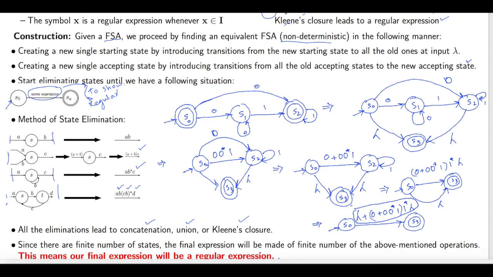Now, is it a regular expression? Of course it is, because it is made up of a finite combination of unions, concatenations, and Kleene's closure. So in this way we can constructively prove that any finite state automaton is related to a regular expression, or that the language which is derived from a finite state automaton is regular.